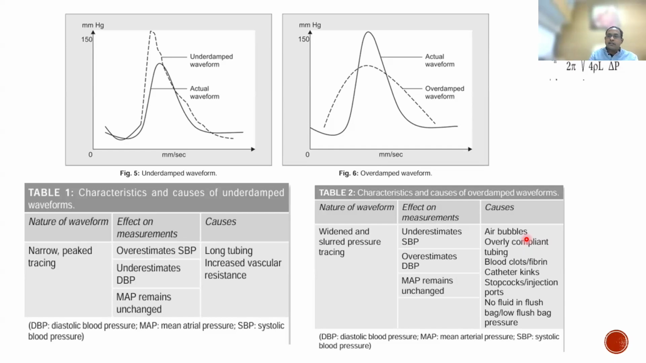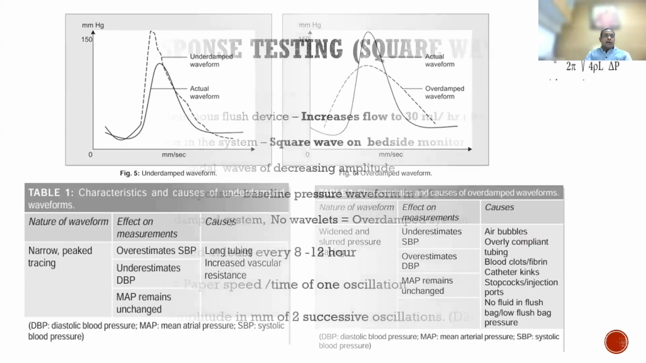As most of us have seen, air bubbles, or if the tubing is very compliant, or if there is a blood clot, fibrin clot, or no fluid in the flush bag, and if there are multiple connections, stopcocks, injection ports in the system, it all causes overdamping of the system. So it is recommended to keep the system free of air bubbles. The tubing should not be overly compliant. There should be no blood clots, catheter kinks, and there should be no stopcocks, or the minimum stopcocks as is necessary.